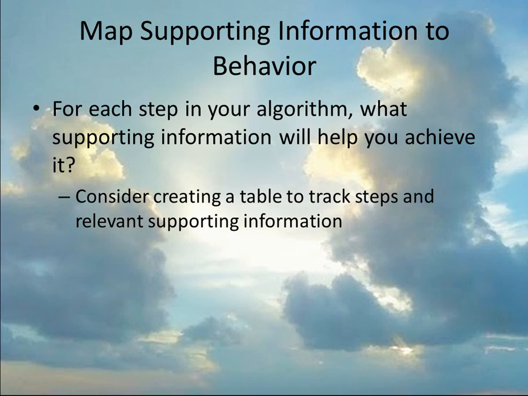So the next step, once you have your supporting information, you're going to map it to the behavior, to the steps that you've put together. So for each step in your algorithm, which piece of supporting information is going to help you to accomplish that step? You might even want to do a table or something like that to map the steps and then put the relevant supporting information in, so that you have it in a really organized visual fashion. Okay?